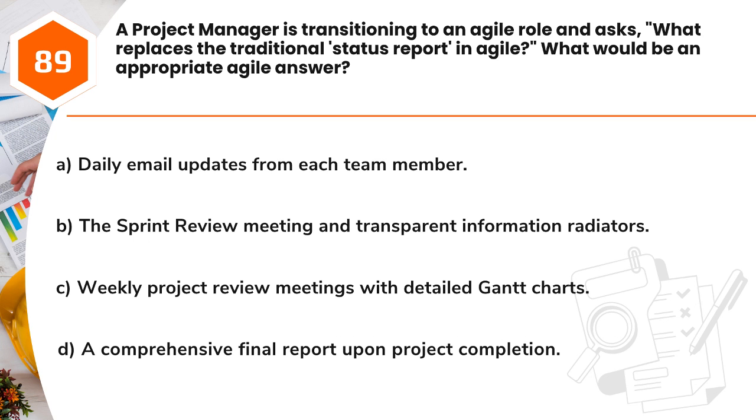Question 89. A project manager is transitioning to an Agile role and asks, what replaces the traditional status report in Agile? What would be an appropriate Agile answer? A. Daily email updates from each team member. B. The sprint review meeting and transparent information radiators. C. Weekly project review meetings with detailed Gantt charts. D. A comprehensive final report upon project completion.